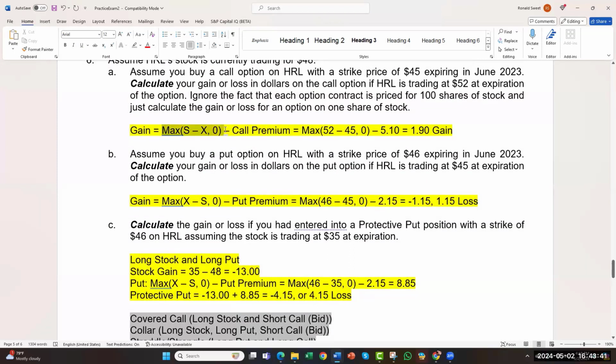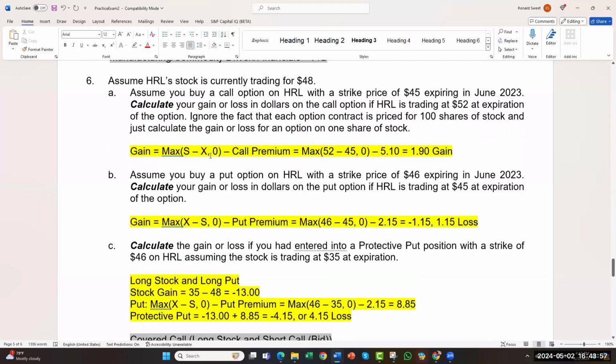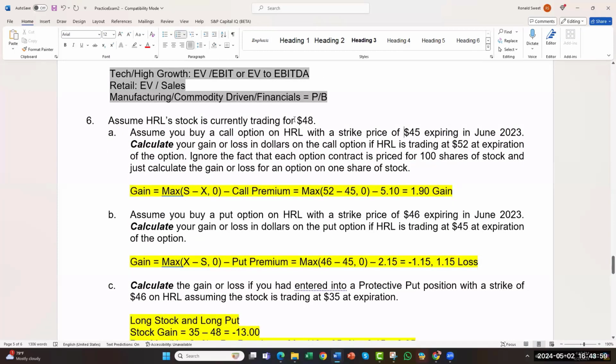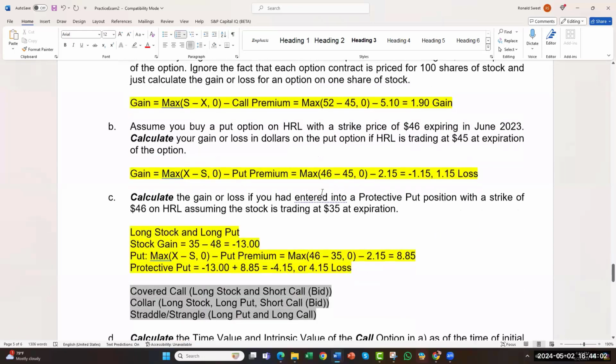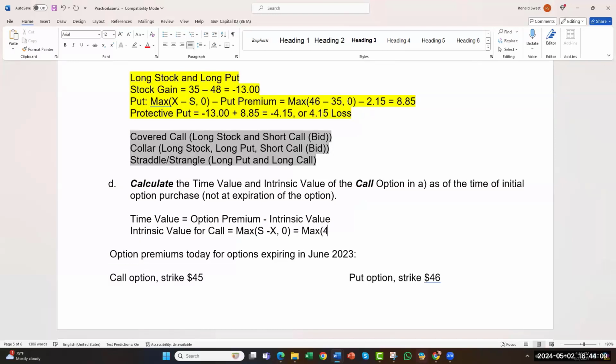This is the intrinsic value. When you put the call premium in, that gives you your gain or loss. The intrinsic value on a put. So time value is the option premium minus the intrinsic value. And so here our intrinsic value is max of, so the call in this first question had a strike of 45 when the stock was worth 48. So it's in the money. So 48 minus 45 and 0, that equals 3.